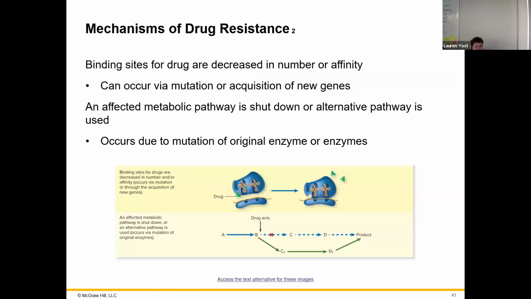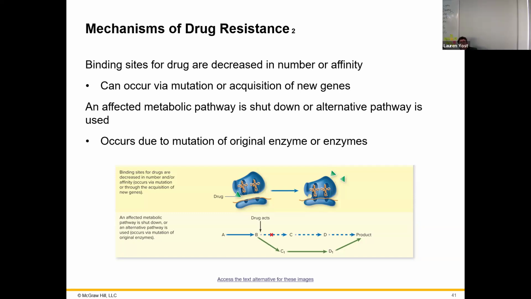So that's 3 ways. We can also have binding sites for the drug decreased to the actual way that the drug acts on whatever its target is. So if it affects your ribosome, maybe the place where it binds to the ribosome has changed somehow. So we're not talking about getting into the cell. We're talking about whatever it affects inside of the cell. Its targets there can change.